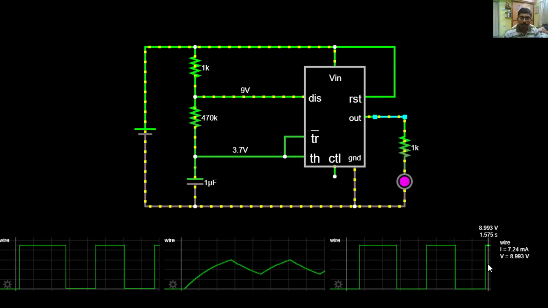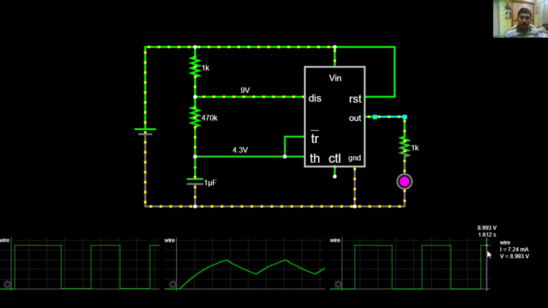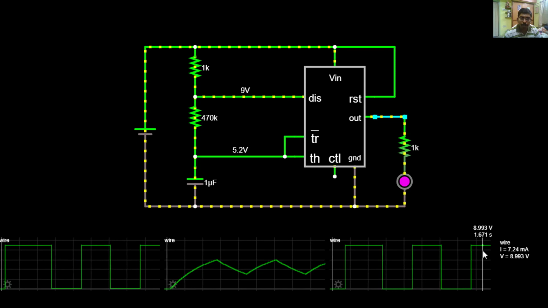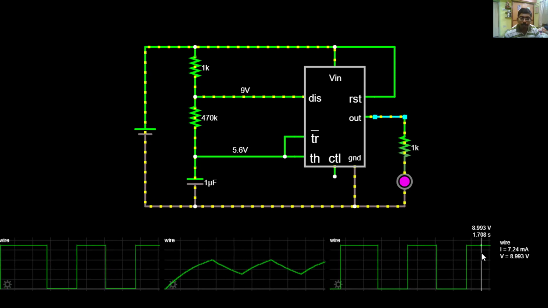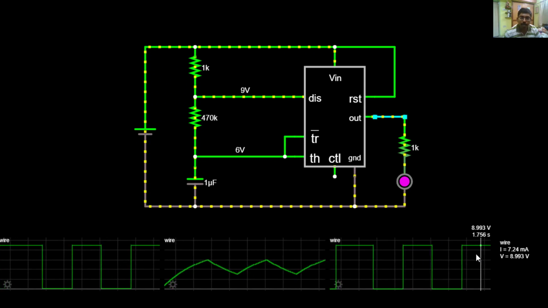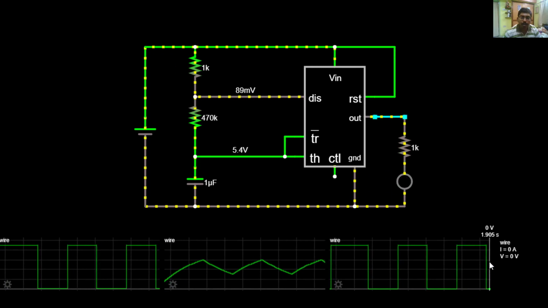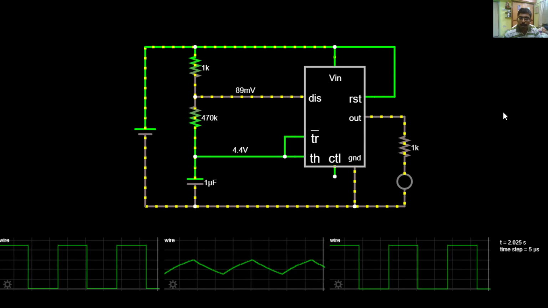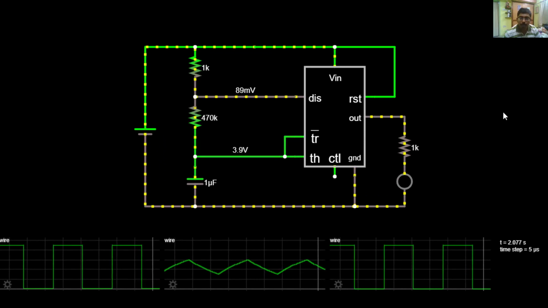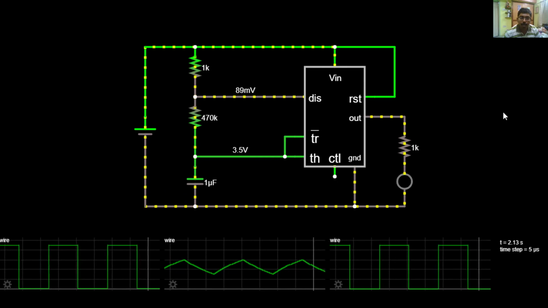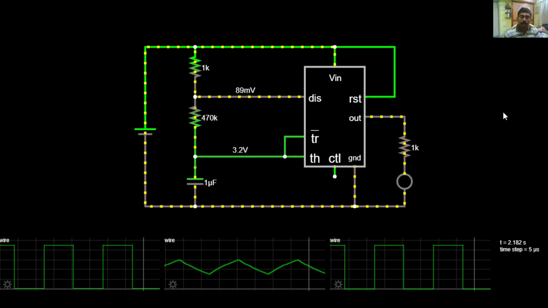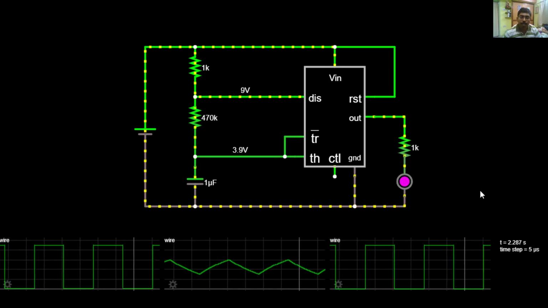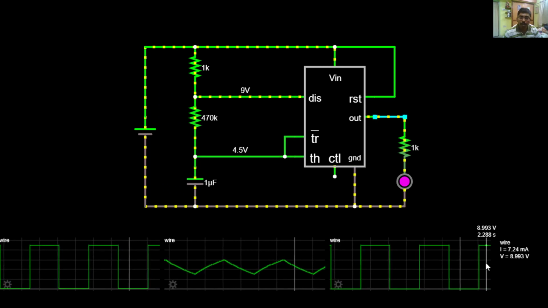Check, when it is high, it starts glowing. Its output voltage is 8.993 volt, which is equivalent to the VCC voltage, the battery voltage. When it is low, the output voltage is 0 volt. The clock signal is used in many digital applications to drive logic circuits. So this IC is called a timer IC.